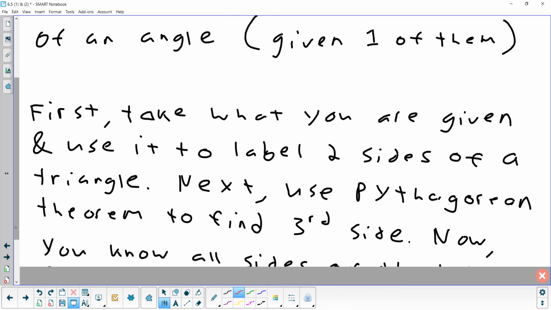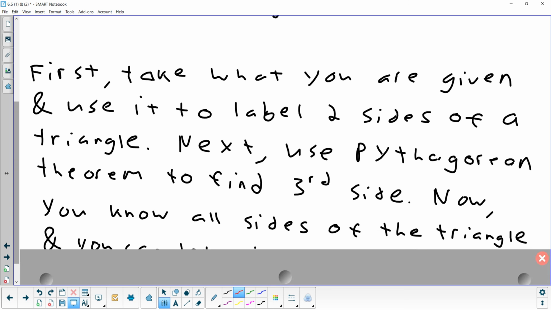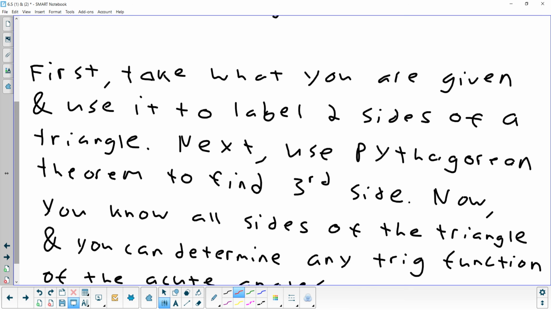And then once you have the third side, you can figure out any trig function you want. You don't have to write that last part. That's what the third side allows you to do. Once you have the third side, you have everything, and you can find all 6 trig functions.